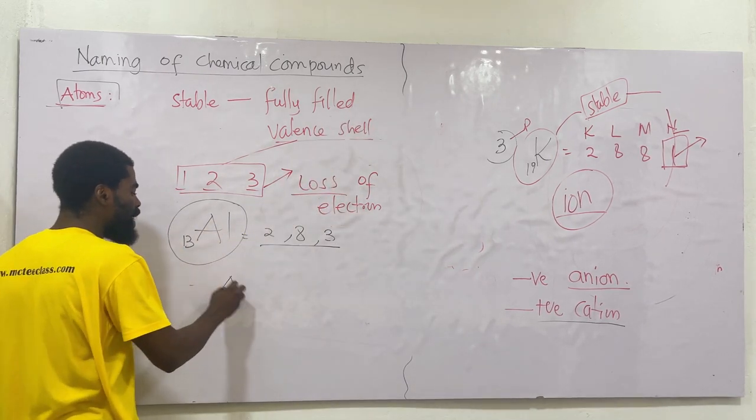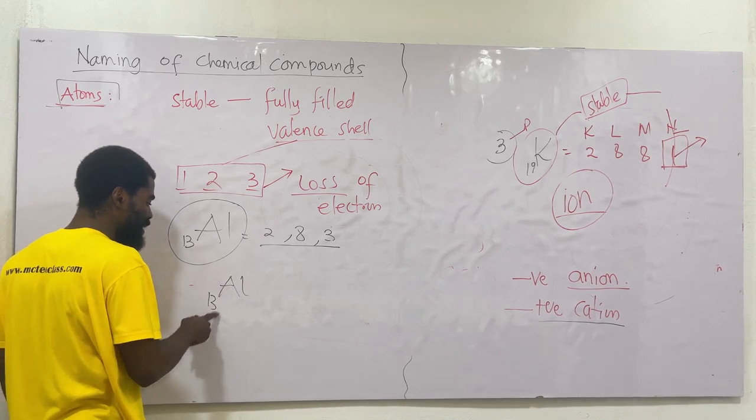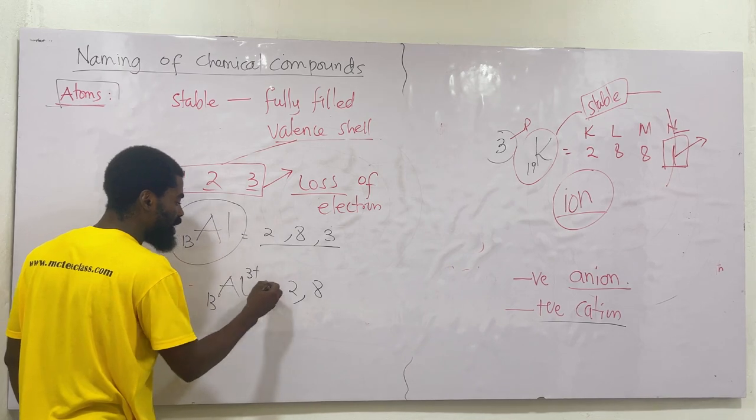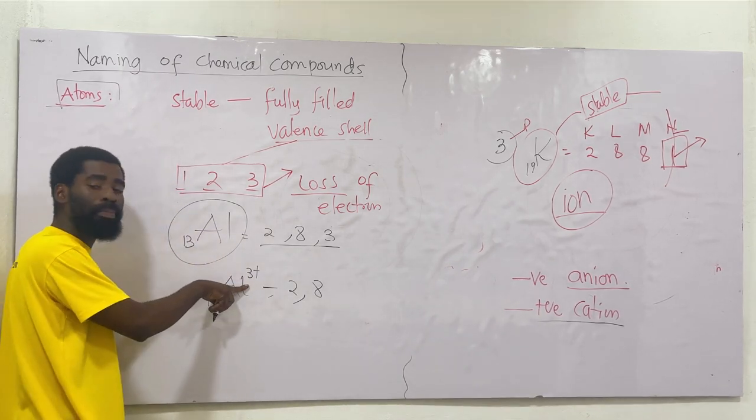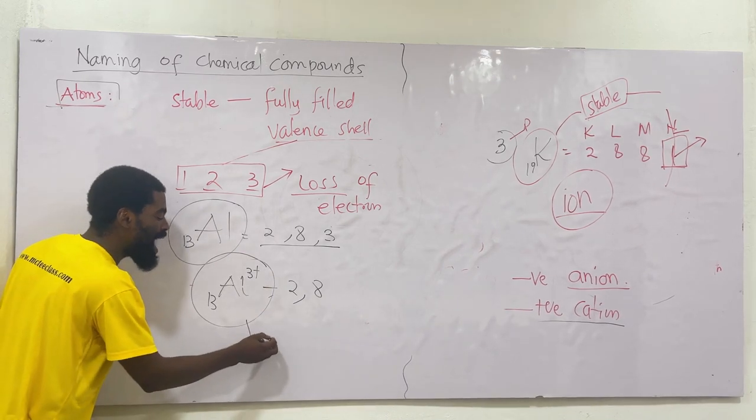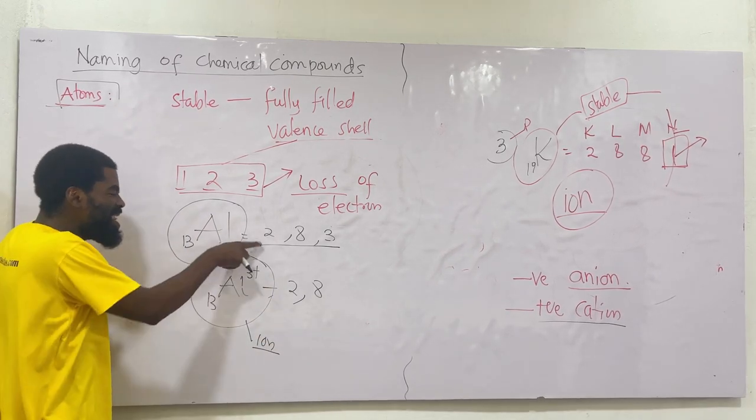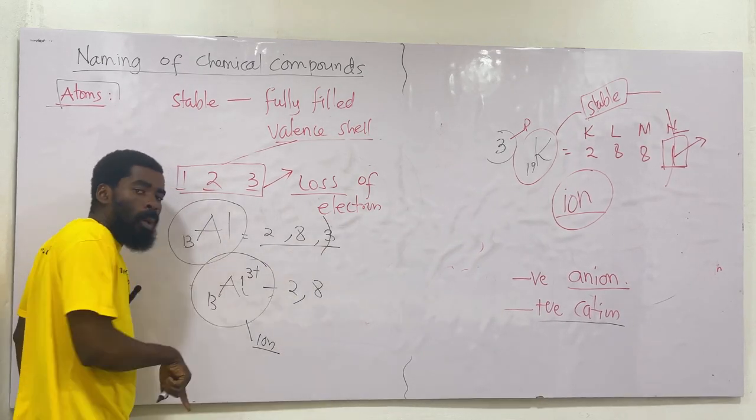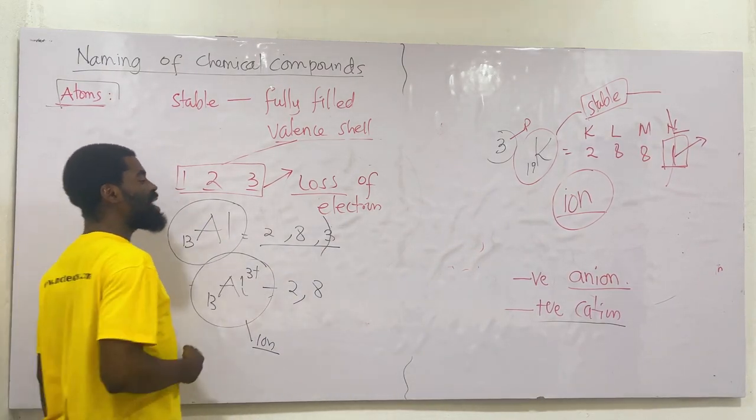So aluminium gives that out, and aluminium becomes aluminium 13, then we have 3 plus, now 2, 8. So this is the electronic configuration for aluminium 3 plus. This now becomes an aluminium ion. It's no longer an aluminium atom. In this state, it is the aluminium atom, which is not stable. You should know why by now. Then aluminium had to give out this one.